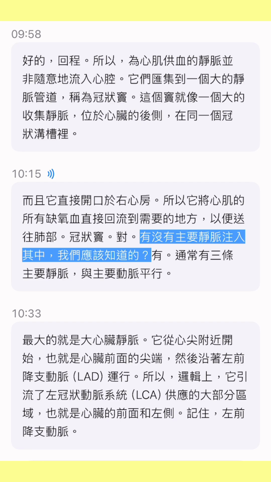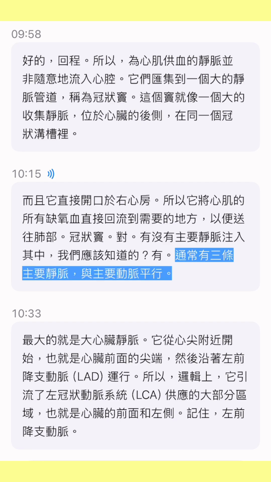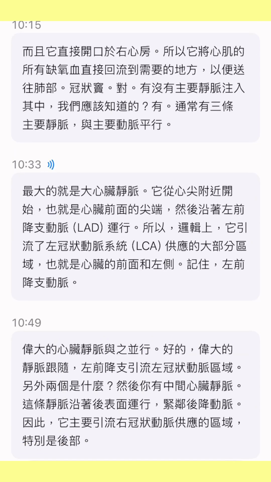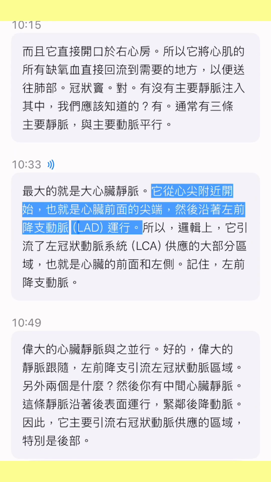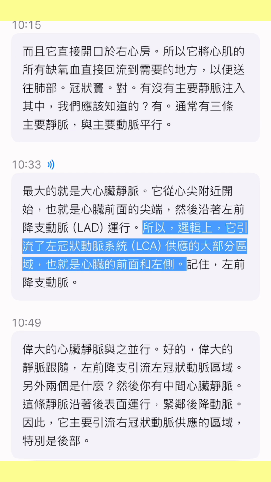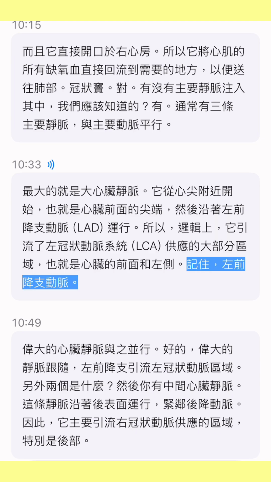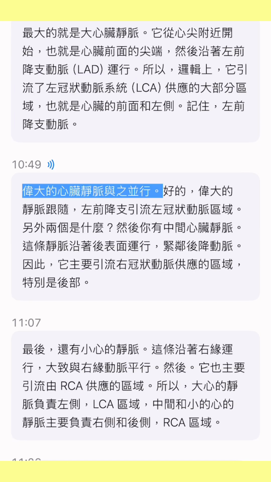The coronary sinus. Are there main veins feeding into it that we should know? Yep. There are three main ones that usually parallel the major arteries. The biggest is the great cardiac vein. It starts near the apex, the tip of the heart, on the front. And it runs right alongside the LAD artery, the left anterior descending. So logically, it drains most of the territory supplied by the LCA system, the front and left side of the heart. Remember the LAD? Think great cardiac vein running with it.